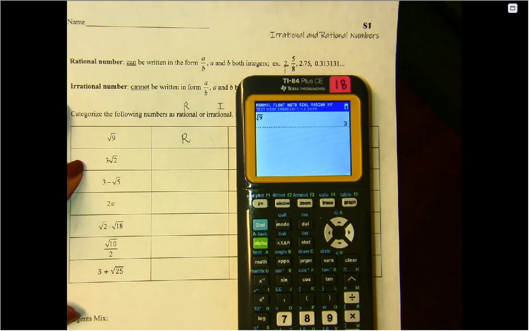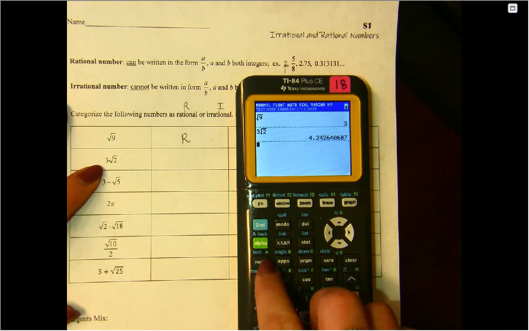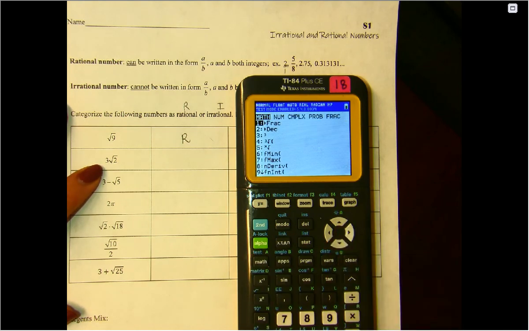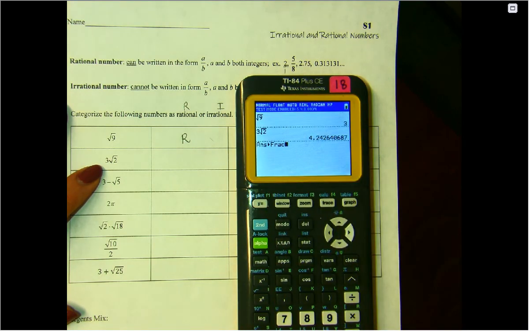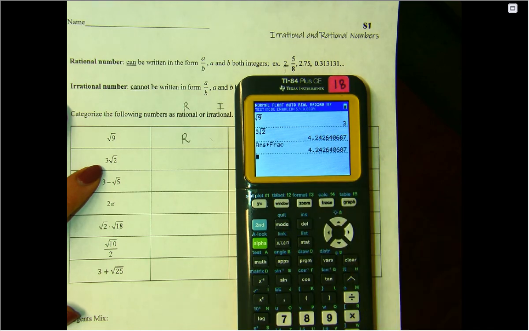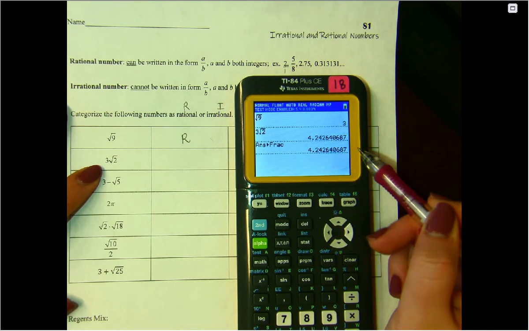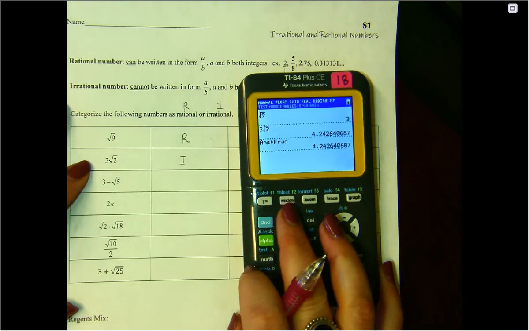Okay, let's look at 3 radical 2. Well, it's non-repeating, non-terminating, but let me see if I can write it as a fraction. So I'm going to hit math, and notice how it says the 1 is lit up, so it says frac, and it says, do you want me to turn this answer into a fraction? And I say yes, and it does not turn it into a fraction, so therefore it is irrational. So this cannot be written as a fraction, okay?